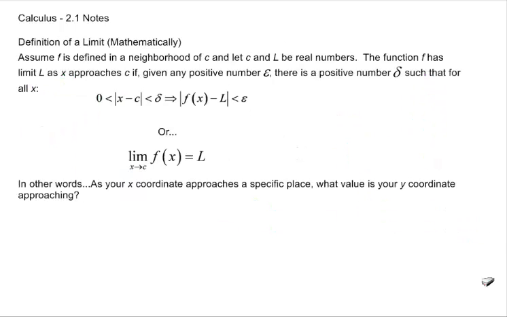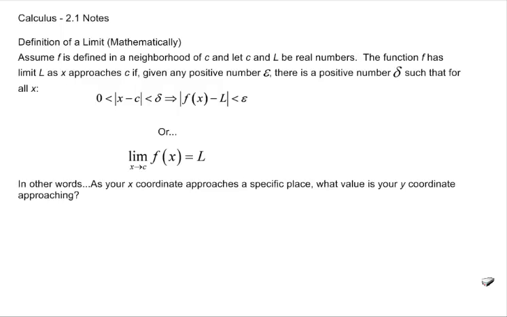So one of the most important things that we're going to talk about in calculus is a limit. It's really important that you understand this. So in order to make it super clear to you, what we're going to do is give you a mathematical definition, because nothing says common sense like a good mathematical definition.